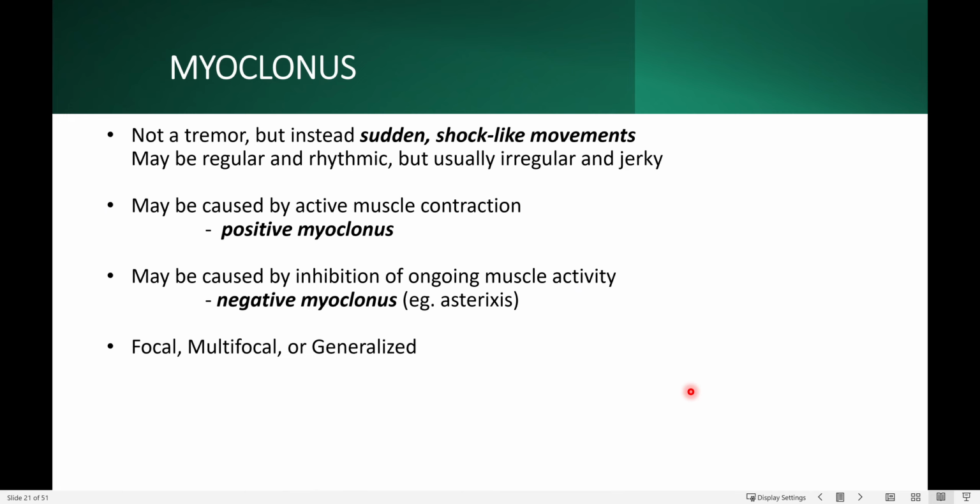Myoclonus, these are sudden shock-like movements. I always tell students and trainees that for myoclonus, if it looks as if the patient is receiving electric shocks, then that's likely to be myoclonus. Most cases are due to positive myoclonus, i.e. due to active muscle contractions, but there is a special form that you're probably familiar with, negative myoclonus, as occurs in liver failure. It's referred to as asterixis, with movements due to loss of muscle tone.